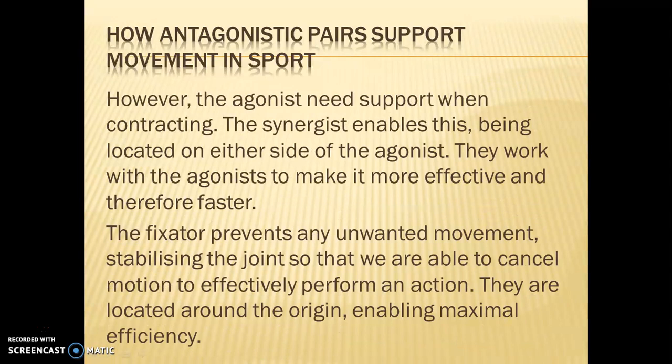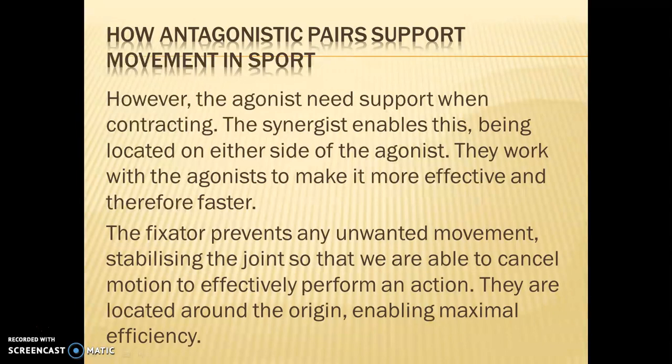The triceps brachii is an example of this when performing the bicep curl in weightlifting. However, the agonist needs support when contracting to enable the correct direction for the movement to occur in. The synergist enables this, being located on either side of the agonist. They work with the agonist to make it more effective and therefore faster when contracting.